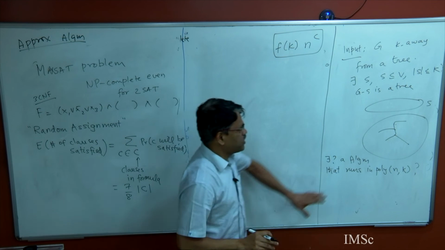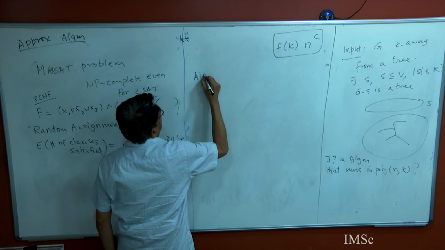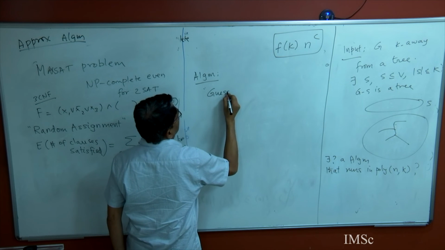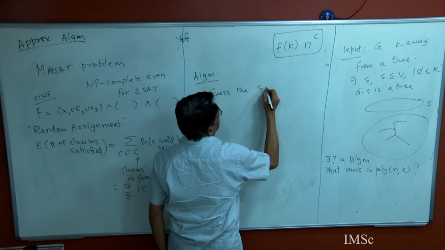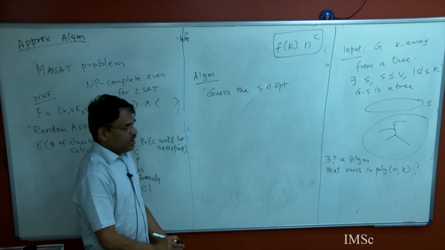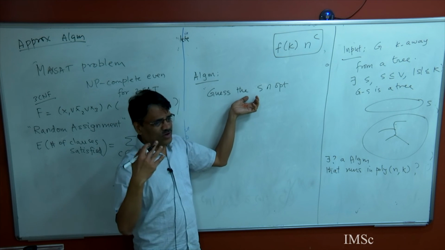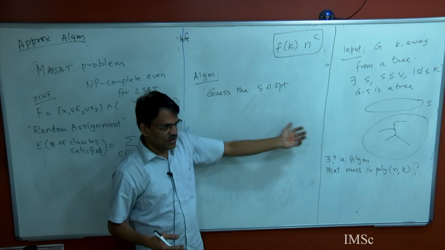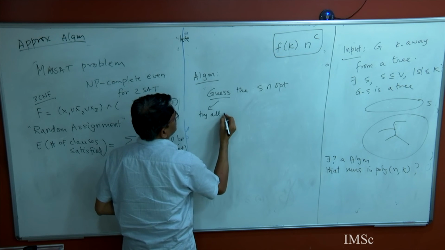Okay, so we want to find the optimum vertex cover in this graph, right? So here is my algorithm. Guess S intersection opt. Opt is the set I'm looking for. I'm going to try and guess S intersection opt. What does that mean? Try all possibilities of subsets of S as the intersection. Guess means try all subsets of S.